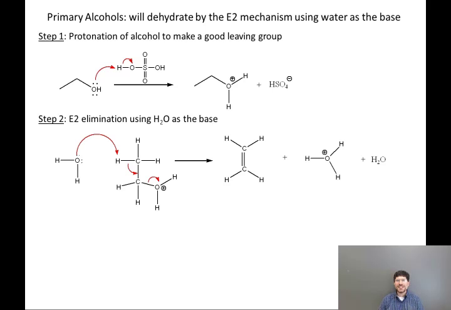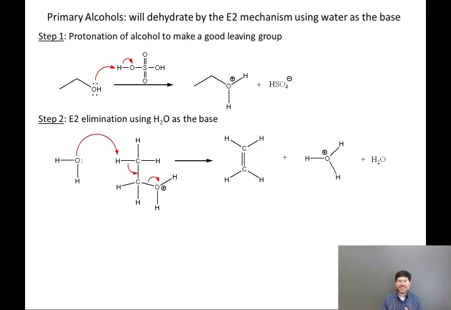And then because it's an E2 reaction, everything else happens all in the same step. Okay, remember the E2 reaction of an alkyl halide was a one-step mechanism, but when we're using an alcohol as a starting material instead of an alkyl halide, we have to add one step to the beginning of the mechanism, which is proton transfer to the alcohol to make it a good leaving group.